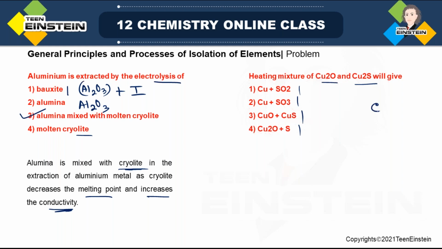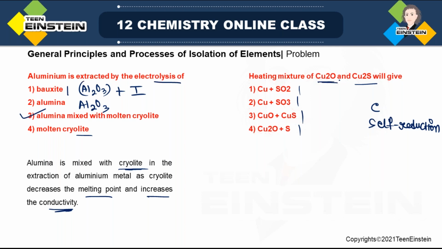Sometimes we use carbon for reduction. Sometimes we use some more electropositive metals for reduction. And another method is also there, which is known as self-reduction. So here we do not add any external reducing agent. The compound itself acts as a self-reducing agent. That is why we call it the self-reduction method.